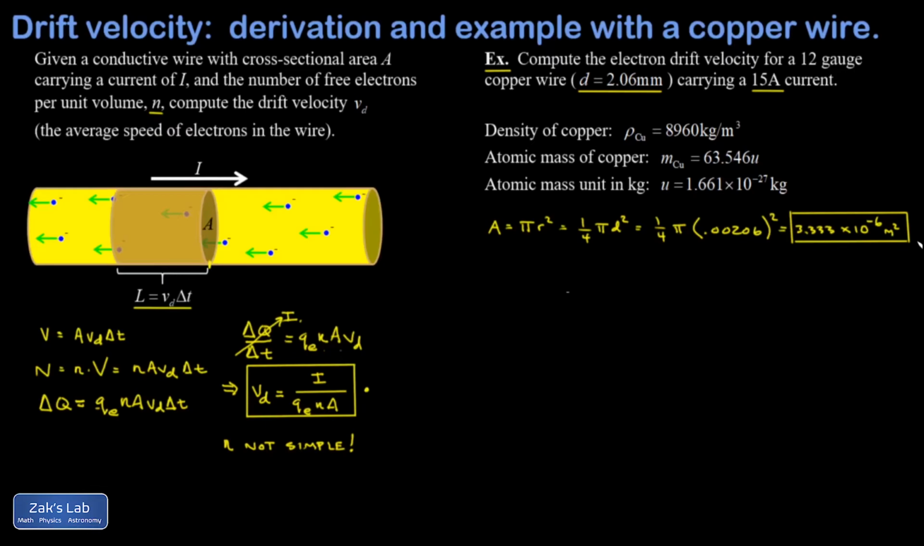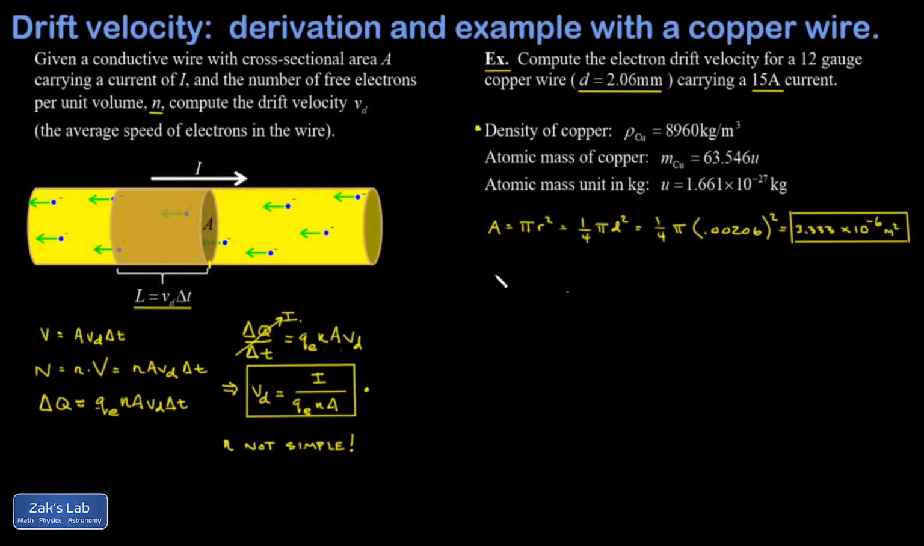And what we do here is assume that each atom has one electron that's loosely bound enough to share. It's a good first approximation. So really what I'm looking for is the number of atoms in a cubic meter. And as you might suspect, that's related to the density, the number of kilograms in a cubic meter.